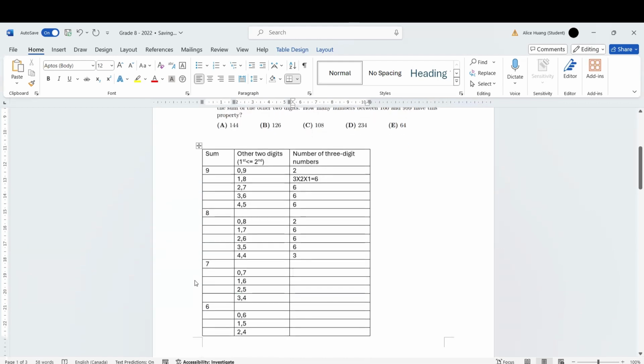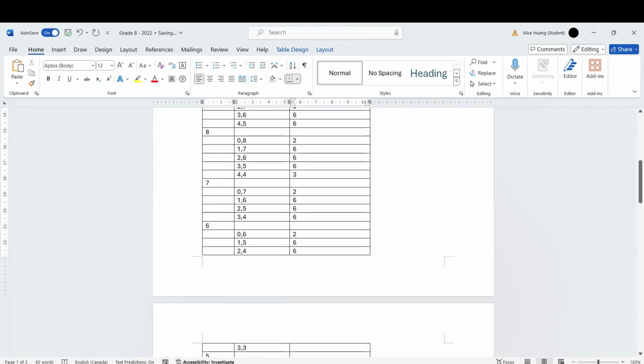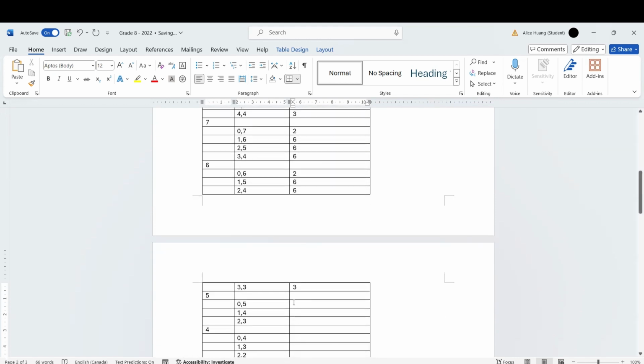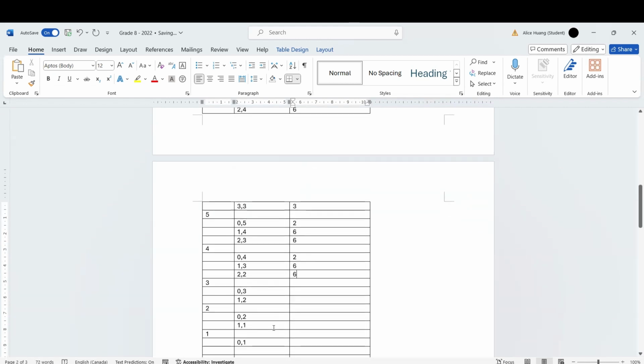Okay, let's move on to the sum of 7. Similarly, the first combination gives 2 numbers, and the others give 6 each. Then for the sum of 6, this one is 2, then 6, 6, and similar to 844, there are 3 numbers for the 3 and 3 combination. For the following sums, it goes 2, 6, 6, 2, 6, 6, 2, 6.